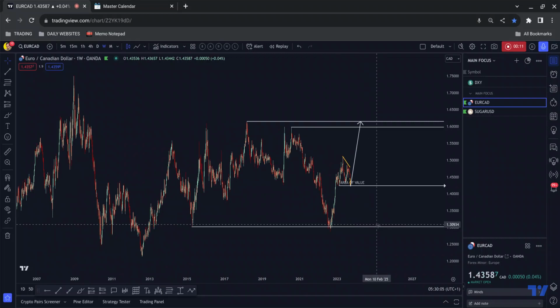So, I have two pairs on watch today. Those are EuroCAD and Sugar USD. I'm going to break them down for you now without further ado. So, why am I looking at EuroCAD?